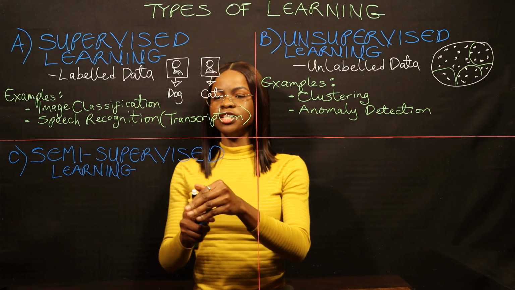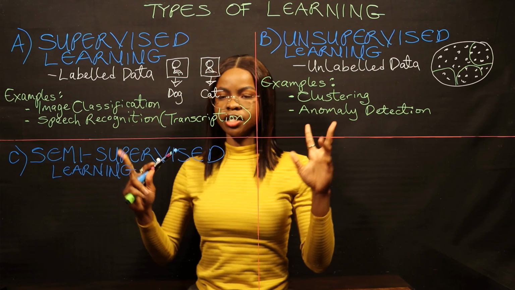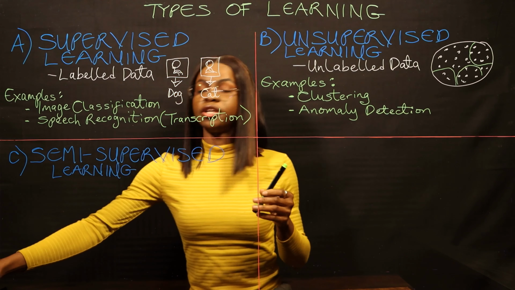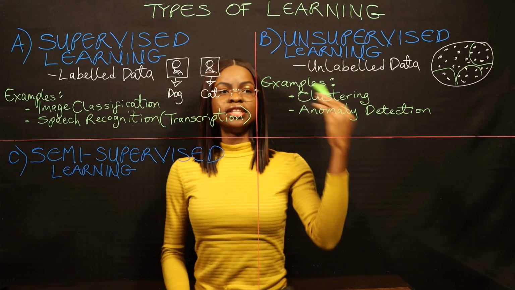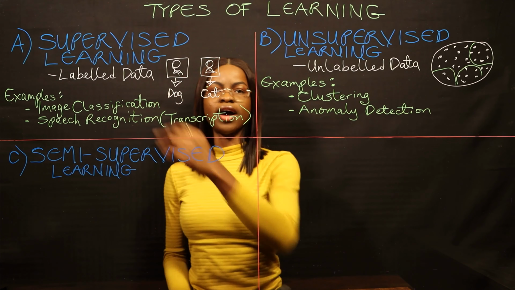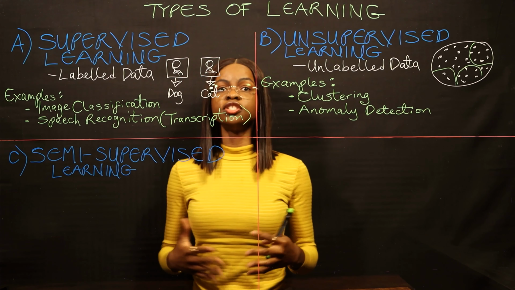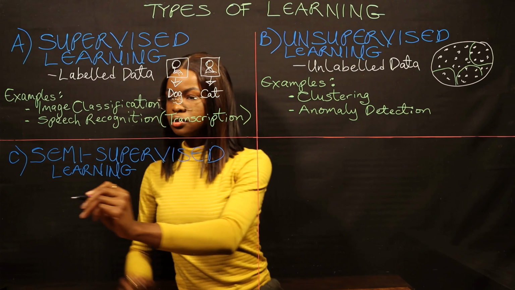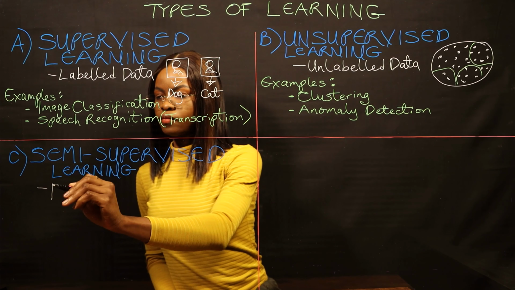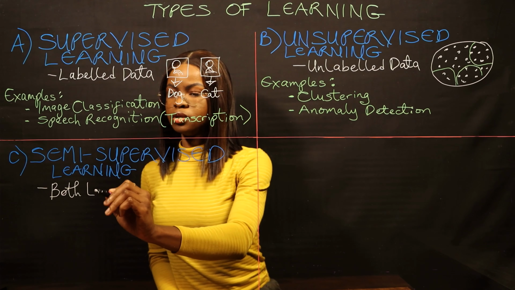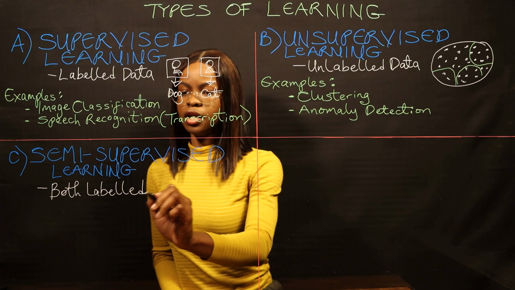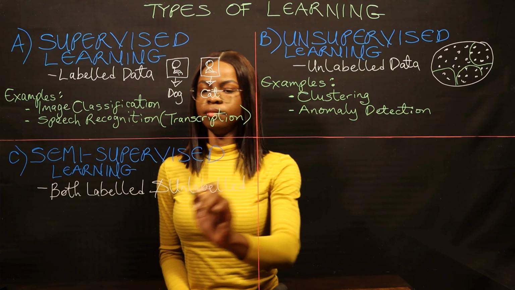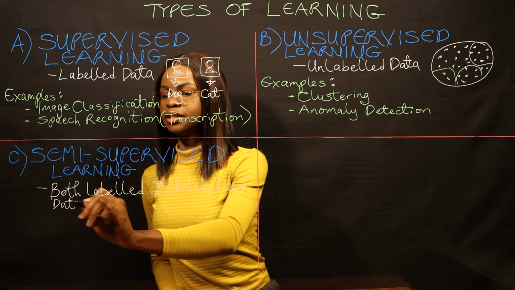So this type of learning is actually a very tricky and interesting one, because it leverages the strengths of both supervised and unsupervised learning. It uses both labeled and unlabeled data. So let me put that here. Both labeled and unlabeled data.